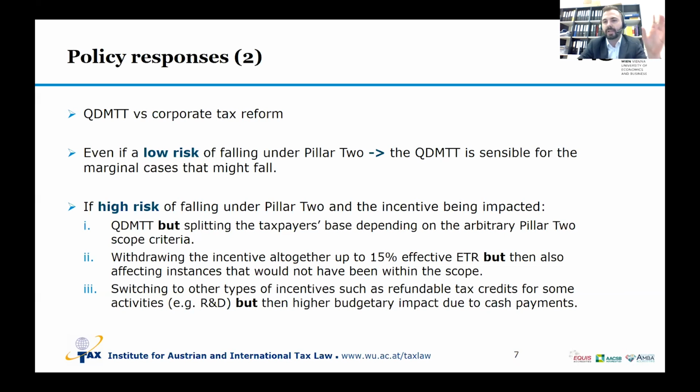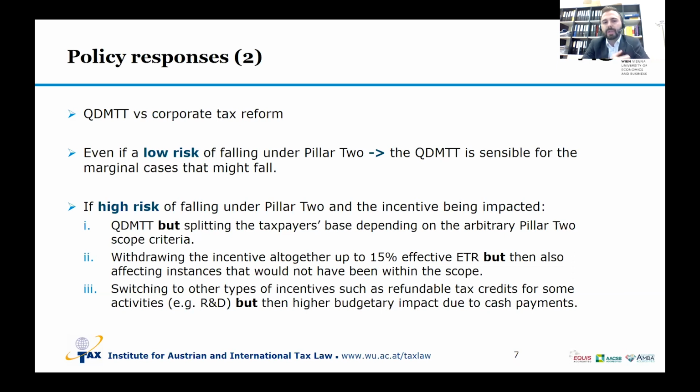Because if we find ourselves in an area where we find a relatively little risk, for instance, we are having an incentive which is targeted at manufacturing activity, it does make sense to have the QDMTT alongside so that it can collect the marginal cases that will fall anyway under an ETR below 15%, and with an excess profit, because, for instance, this manufacturing activity has a higher margin than the one stipulated under the substance carve-out. But if we are in a high-risk area, so we see that this incentive will be substantially affected and is likely to be substantially affected, then the question is, should we go for the QDMTT?